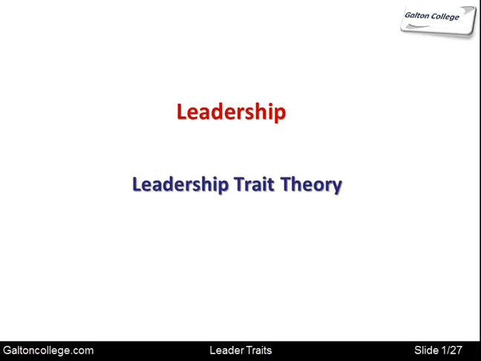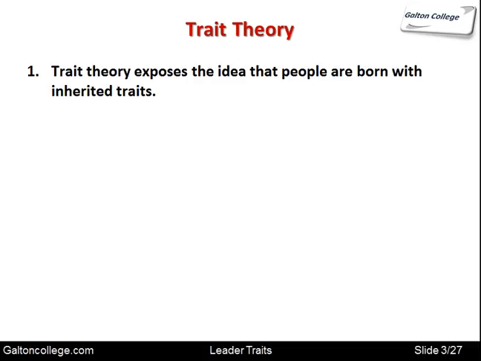This video will be concerned with trait theory. Trait theory exposes the idea that people are born with inherited traits. It exposes to what extent that is true or false. It looks into whether people are born with certain characteristics and whether these characteristics, for example, could lead to good leadership. So what are the traits of a good leader?